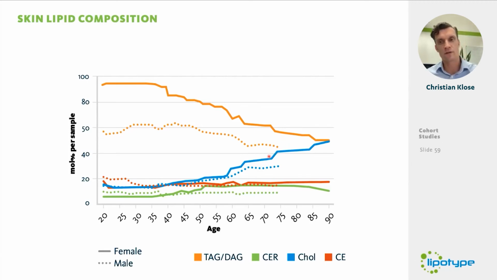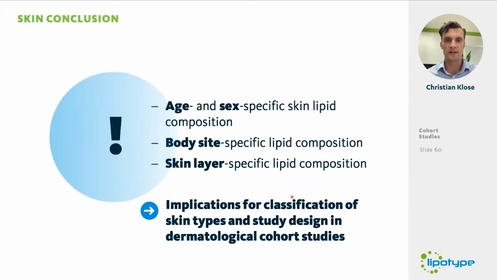There is a strong reduction of triglycerides here in orange, yellow, while at the same time, the cholesterol amounts here in blue increase. The ceramides in green, another important lipid class in the skin, stay constant. For males, we see similar trends, but it's not as pronounced as for the females.